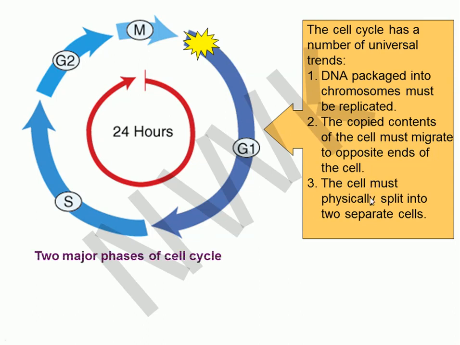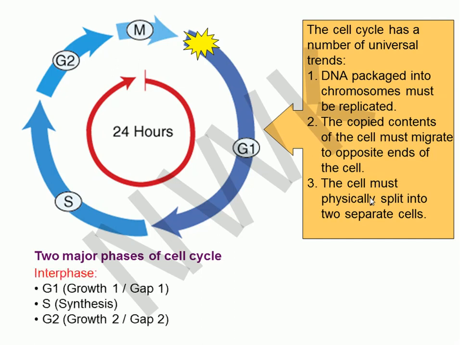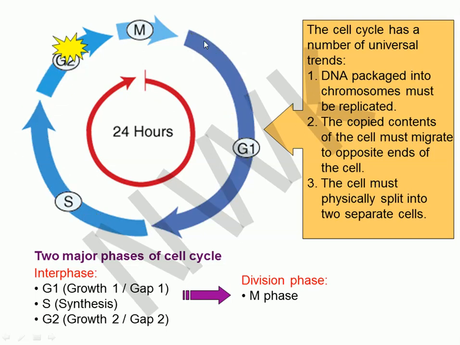Now, as I said, the cell cycle has two major phases. The first one is called interphase, and the interphase can be further divided into G1, or we also know as growth 1, S or synthesis phase, and G2 phase, which is called growth 2. After completing the interphase, it will proceed to the division phase, which is the actual process of cell division called M phase. So as you can see, the cell cycle consists of two major components, the interphase and the M phase. Interphase consists of three components, G1, S, and G2.